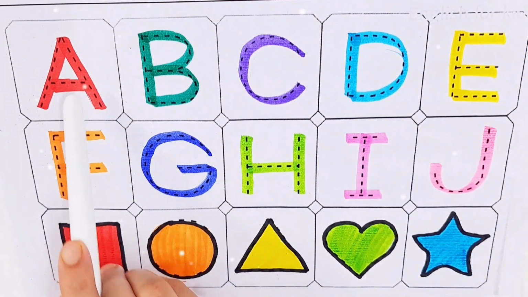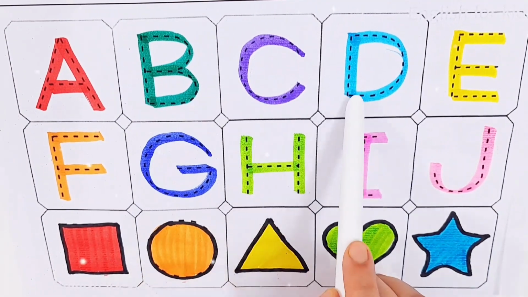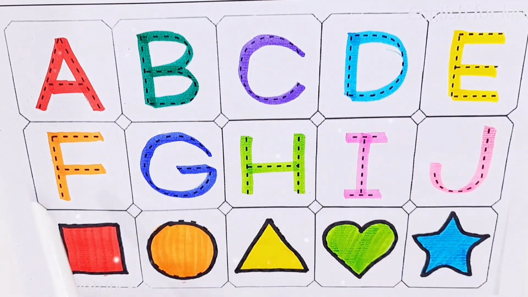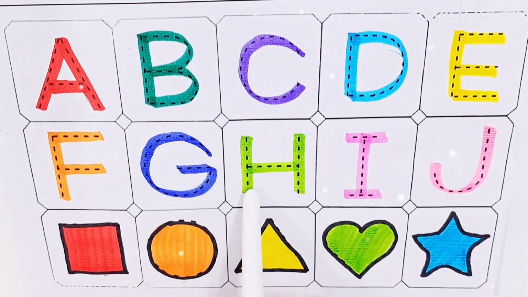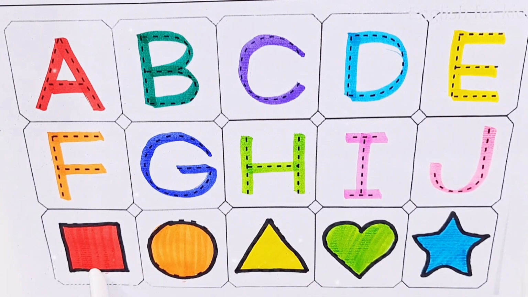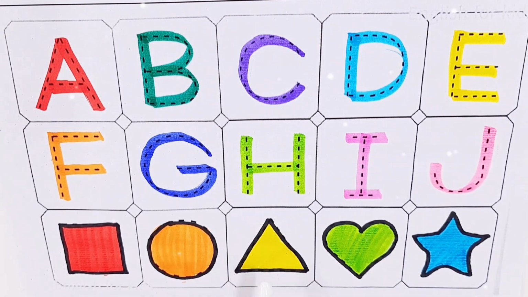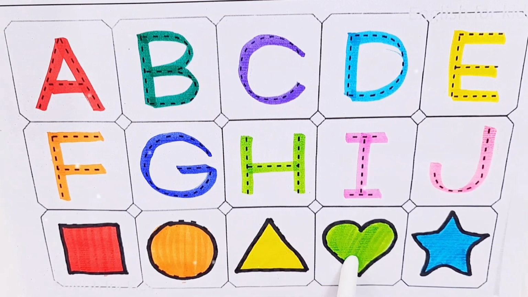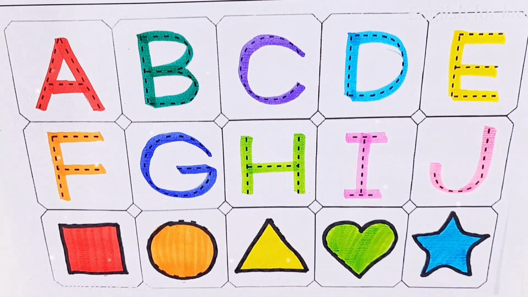A, B, C, D, E. F, G, H, I, J. Square, circle, triangle, heart, star.